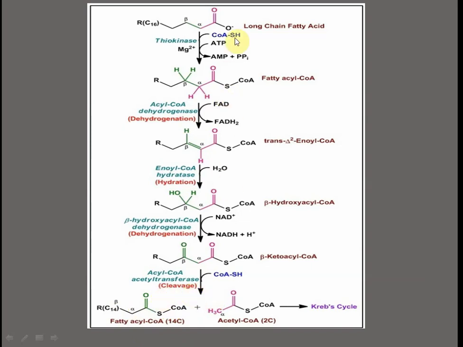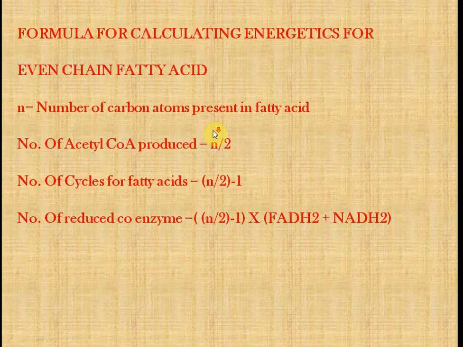So it starts with esterification and it ends with the cleavage, and these acetyl CoA now enter into the Krebs cycle. Let us look at the numerical point of view of the beta oxidation of fatty acid. First, the formula for calculating energetics for the even chain fatty acid. When we calculate for the even chain fatty acid, the rules are like that.